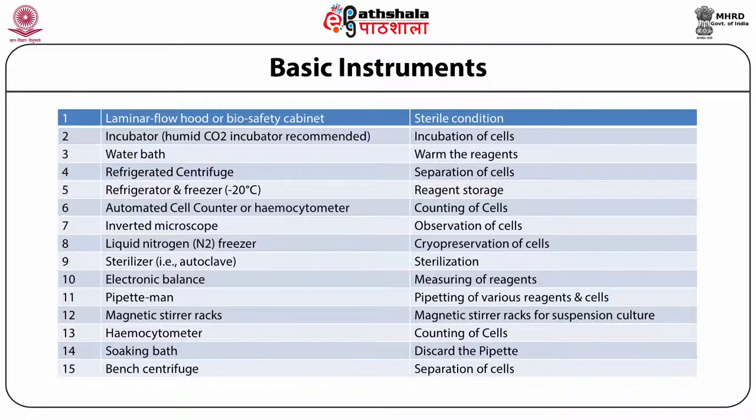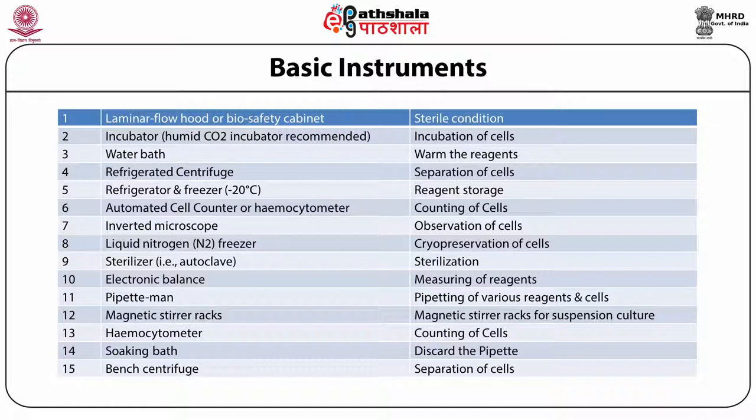Another facility of a basic nature is the liquid nitrogen facility. If you have a constant supply of animal cell culture, then you should have some stock. This stock can be maintained in the liquid nitrogen facility. A sterilizer should be available in the form of an autoclave, microwave oven or heat oven, which are used to maintain the sterility of the equipment used in animal cell culture laboratories.